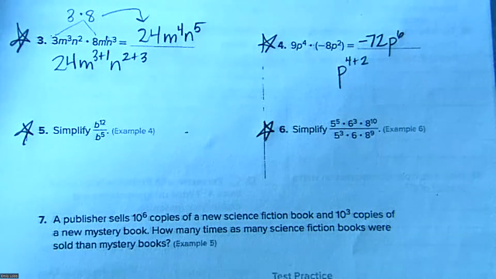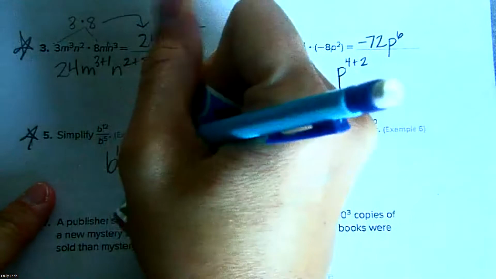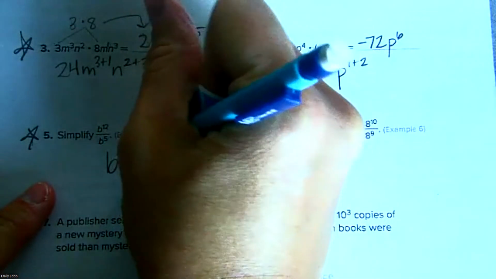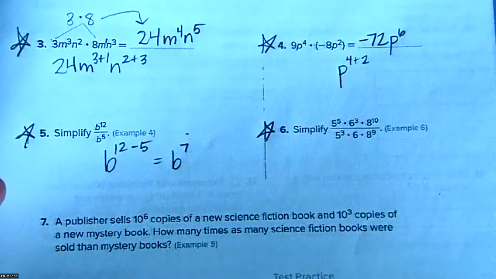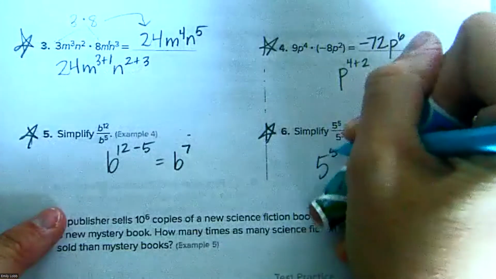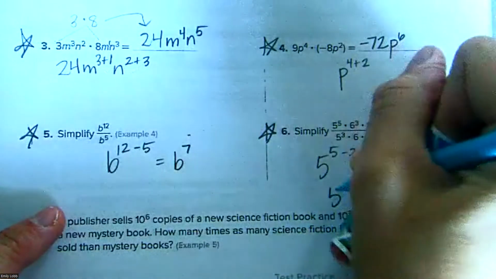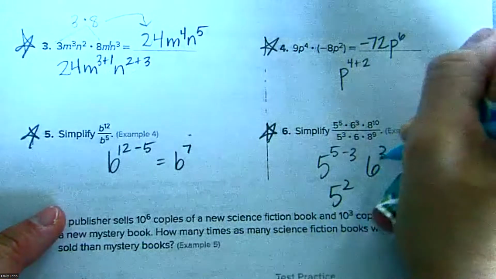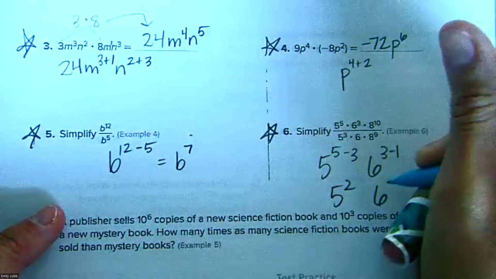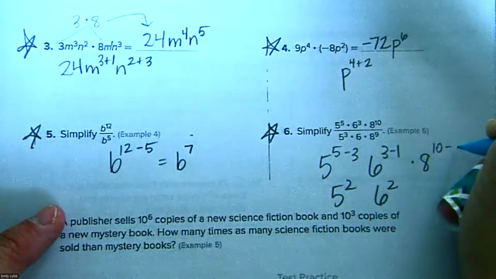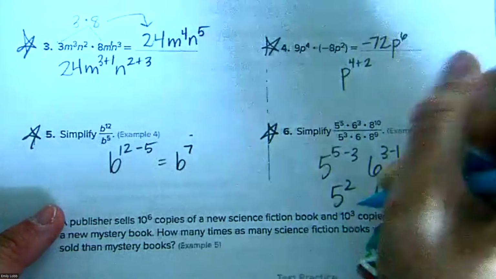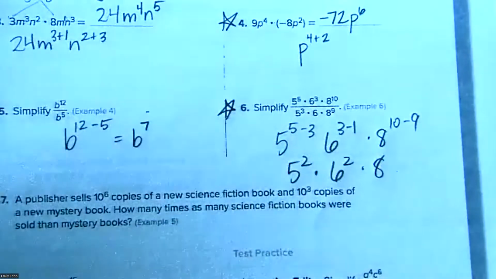All right. So what did you get for number 5? B to what power? B to the 7th power. Remember, we are subtracting. Be careful. And here you have 5 to what power? 2. And 6 to what power? Also 2, right? And 8 to what power? It's good. So do you see how we can simplify those readily?